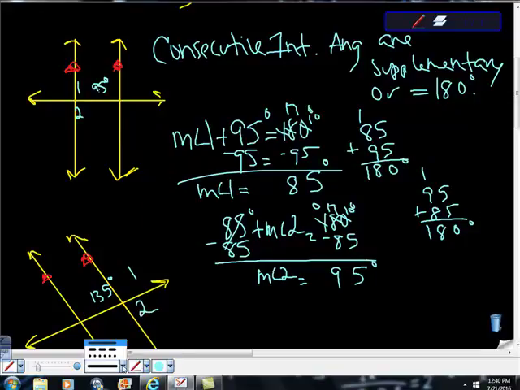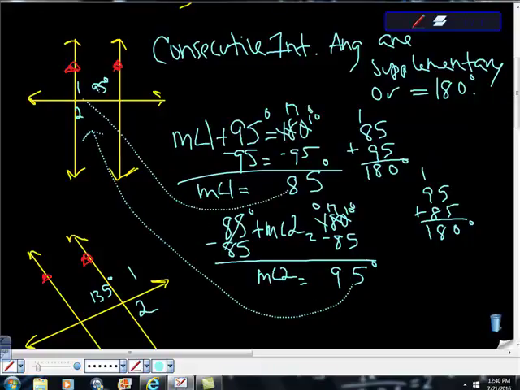That satisfies that this needs to equal 180 degrees. The measure of these two angles needs to equal 180 degrees. So the measure of angle 2 is 95 degrees, and the measure of angle 1 is 85 degrees. Okay.